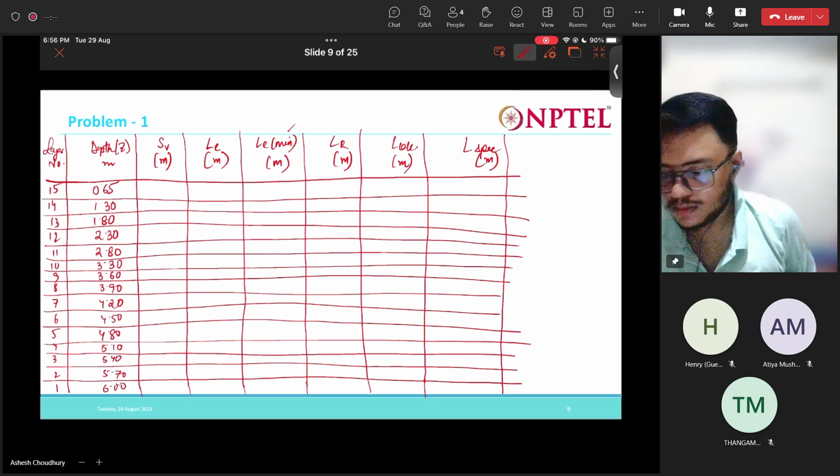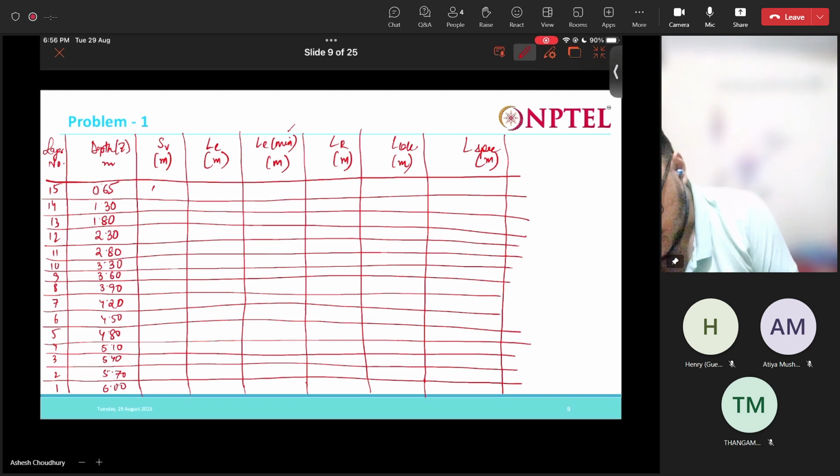Alright. Now what were the spacings? From here it was 0.65, sorry, it was 1.65, then it was 0.5, 0.5, 0.5, 0.5, then all were 0.3.